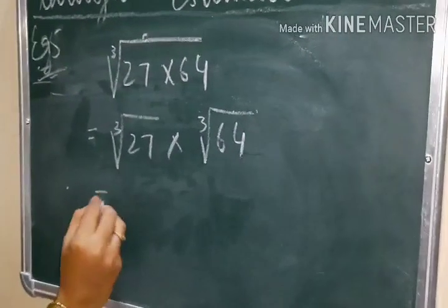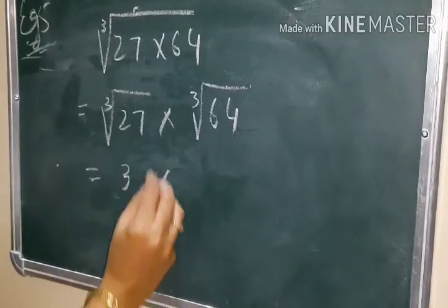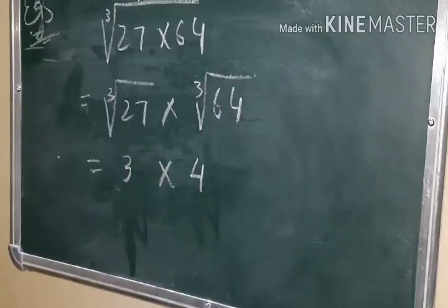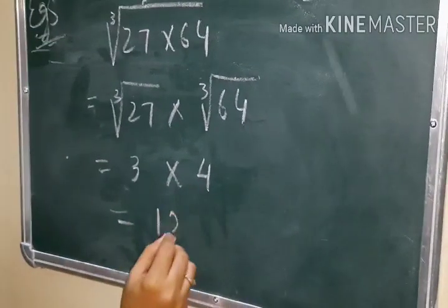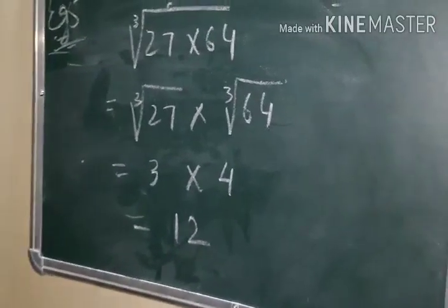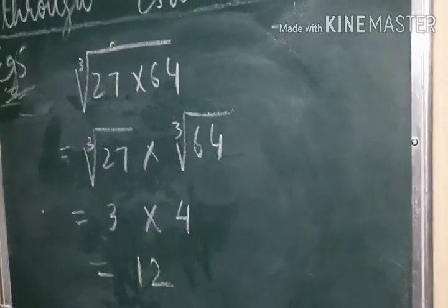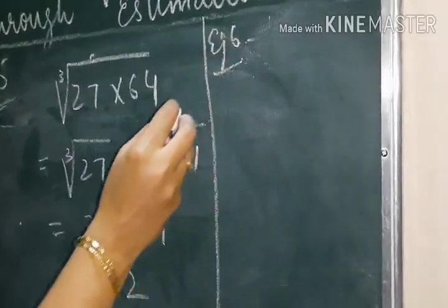Right? Now, very simple. What is the cube root of 27? We know it is 3. What is the cube root of 64? We know it is 4, because we have already learned the cubes till 20. So 3 4s, the answer is 12. Right? So simply you can write that. Same as this is example number 6. Example 6 is also somewhat the same.